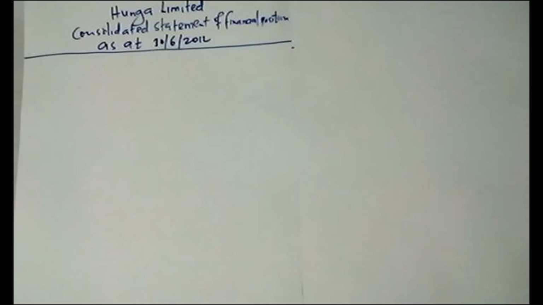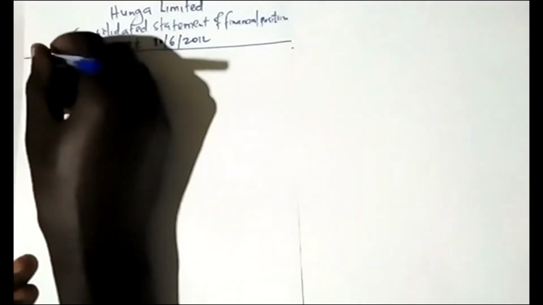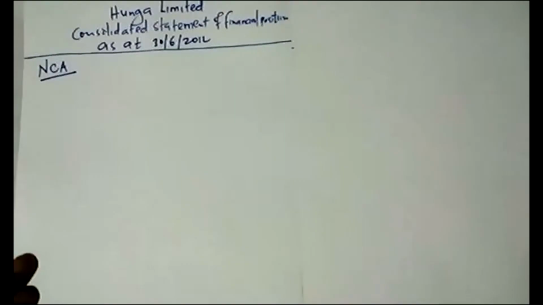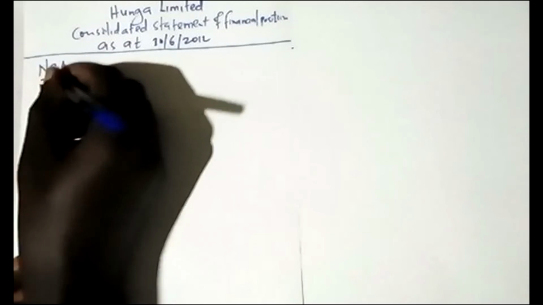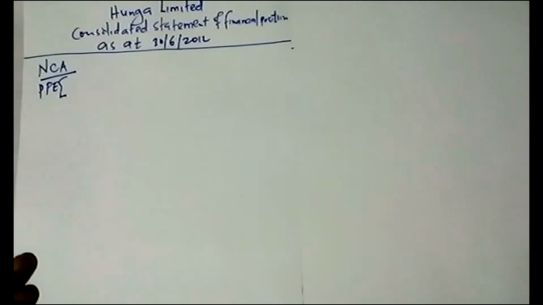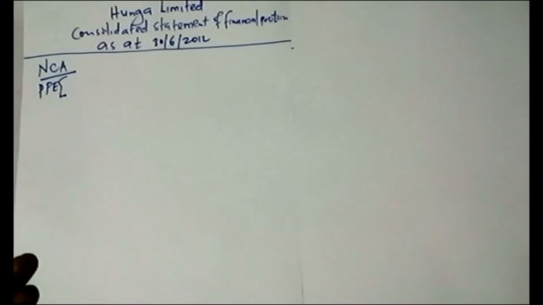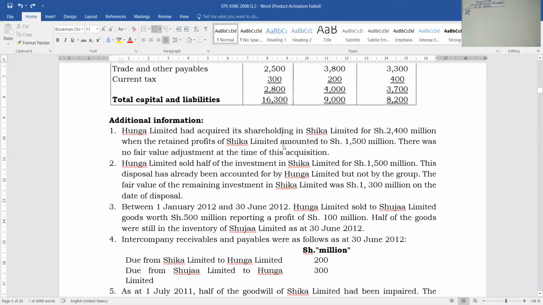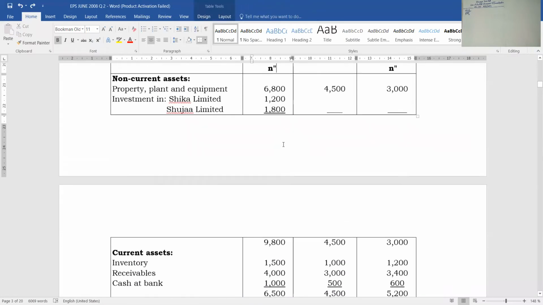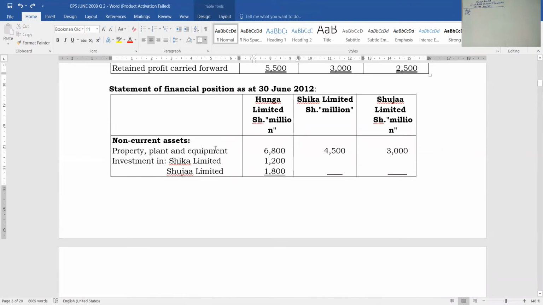So I start from the first item, non-current assets. So write in short, non-current assets. So PPE, property, plant and equipment. So you take the parent plus subsidiary. So on this scenario, it was a bit challenging, because again you have to identify which items you have to pick. So for the parent is Hunga. For the subsidiary, I have to pick only Shuja.